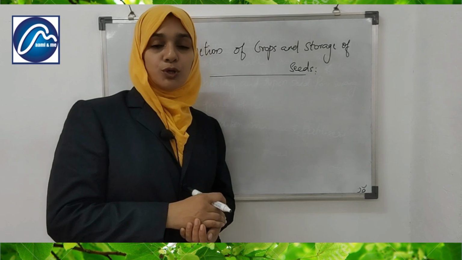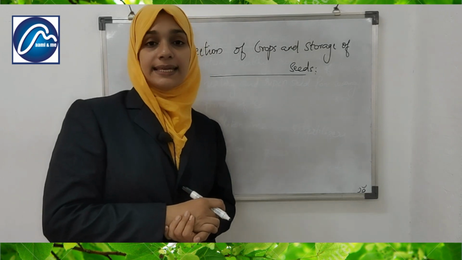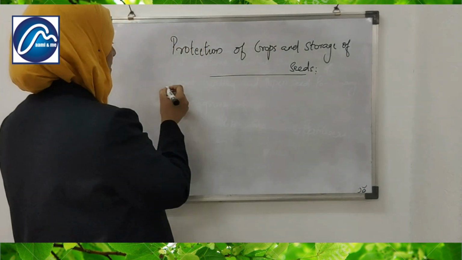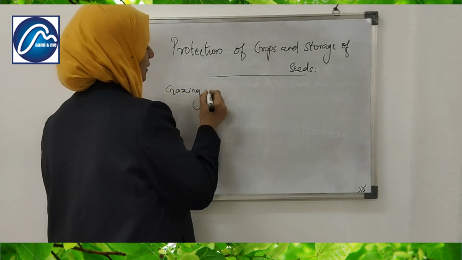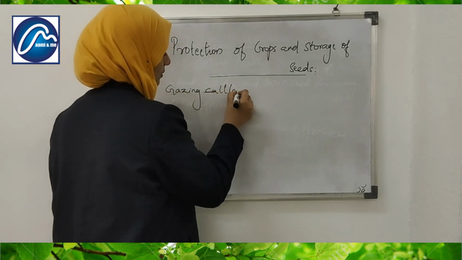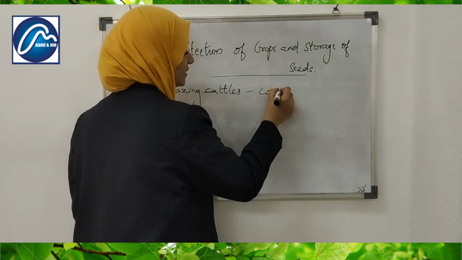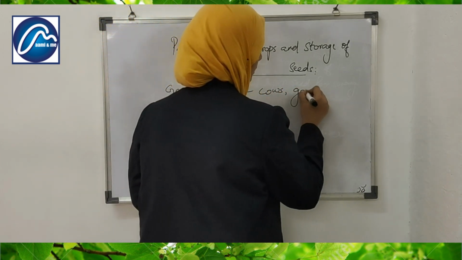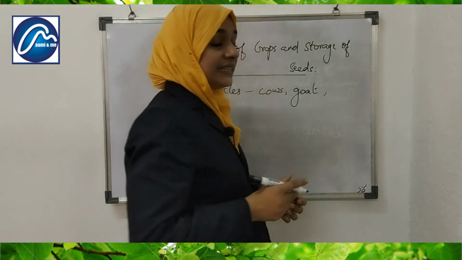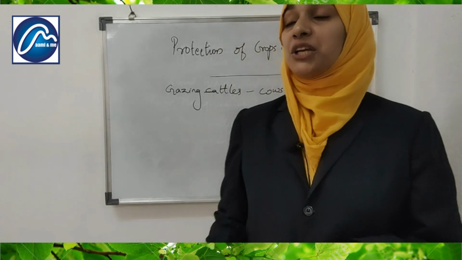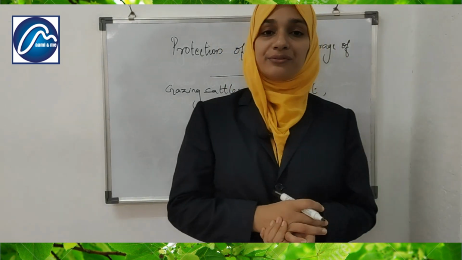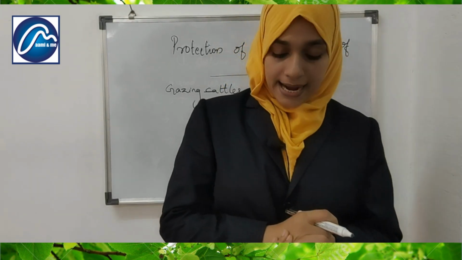We have to protect our crops from grazing cattle. Grazing cattle means animals like cows and goats might graze on the field and destroy the crops. So we have to make a proper fence in order to get rid of these grazing animals.